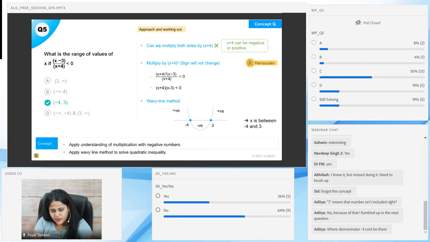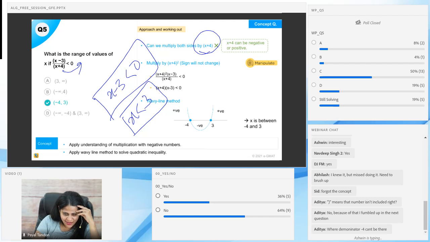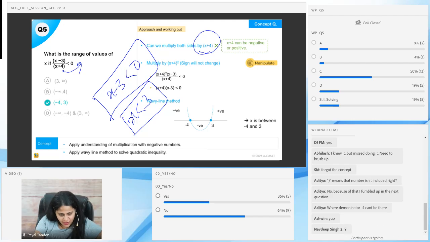So tell me, can you simply multiply both sides? Can you simply take x plus 4 on this side and end up getting x minus 3 is less than 0? Can you simply say that the simplification of this is x minus 3 is less than 0, which means x is less than 3, which means the correct answer over here is, actually, there's no answer that maps that. You cannot say that, right? Guys with me? I'm not seeing anyone typing. Oh, okay. Sorry.